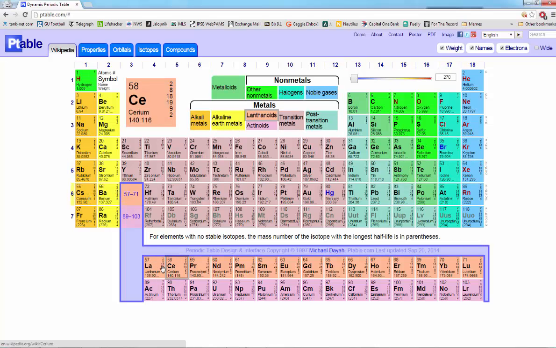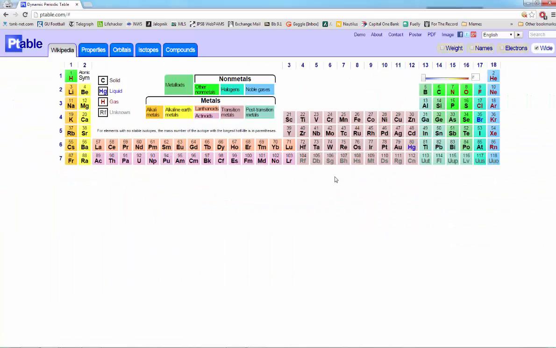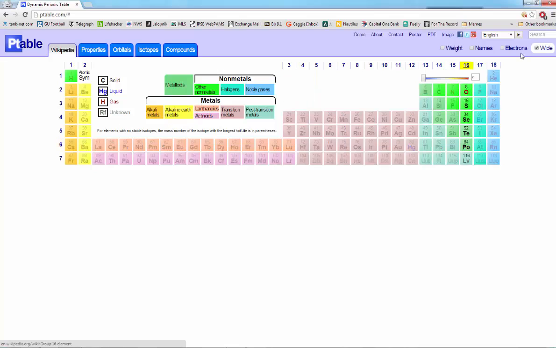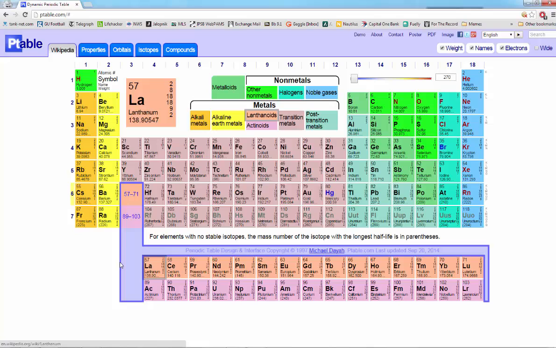And these two are what we call the lanthanide and actinide series. And if I make this wide and we change this out, this puts these sets of atoms, which have very similar properties, in this space right here. So in order to give it space and be able to put it easily on a page, we put the lanthanide and actinide series down here. So there you go. That's the lesson on the periodic table.